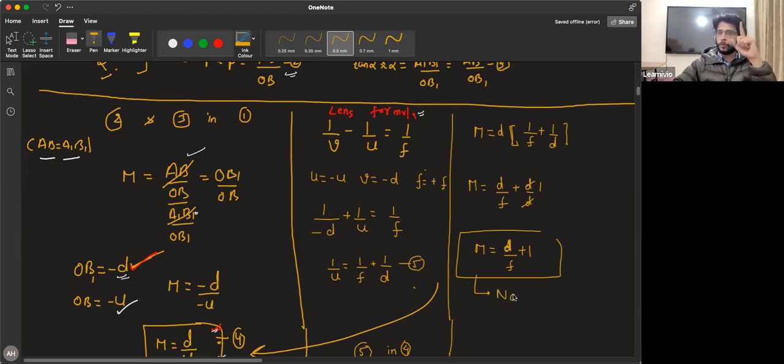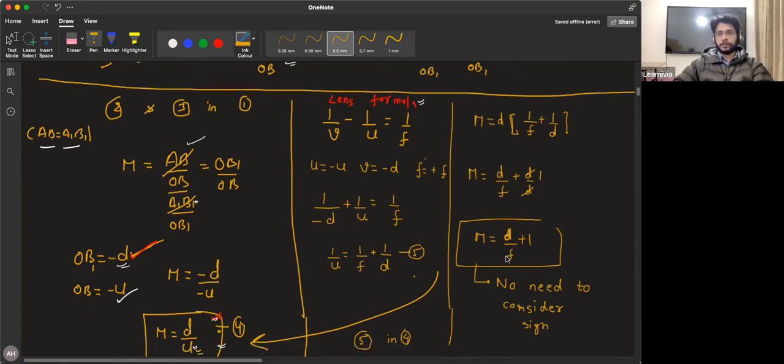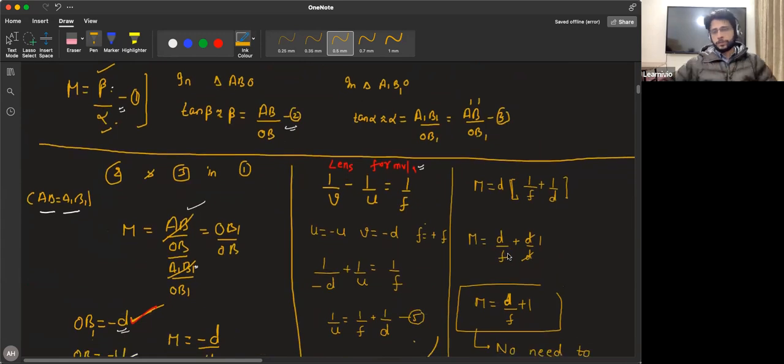When you use this formula in numericals, no need to consider sign. You will not use sign convention. So we don't take D to be negative now. We'll take D to be 25 only. If the focal length given is 5, then we'll take 5 only. We will not use sign convention in any of the formulas of optical instruments. We'll be using everything directly. Note it down. Then we'll do the next part.